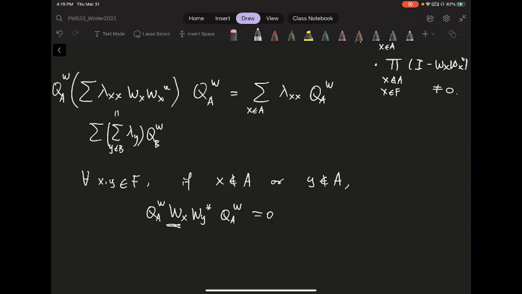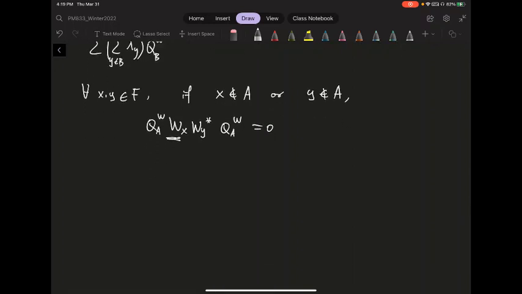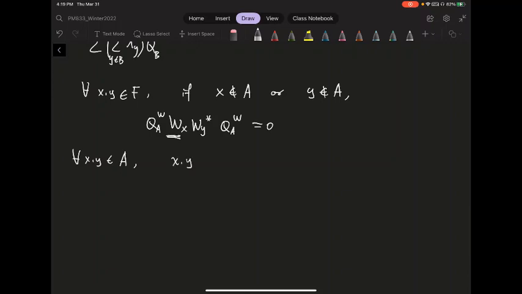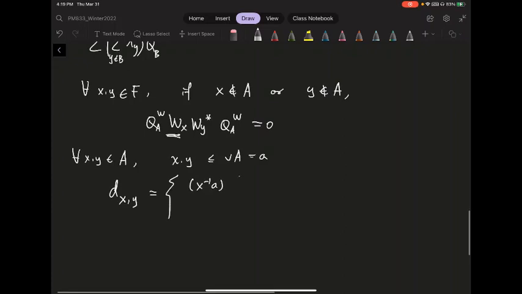That's a problem. So what we need to do is cut down this Q_A^W by a little bit. That's where all the technical conditions came from. So for every x and y inside your A, let's say x and y are less than or equal to the least upper bound of A, let's call it A here. What you can define is the d(x,y) to be the following. Let me just copy the formula here.